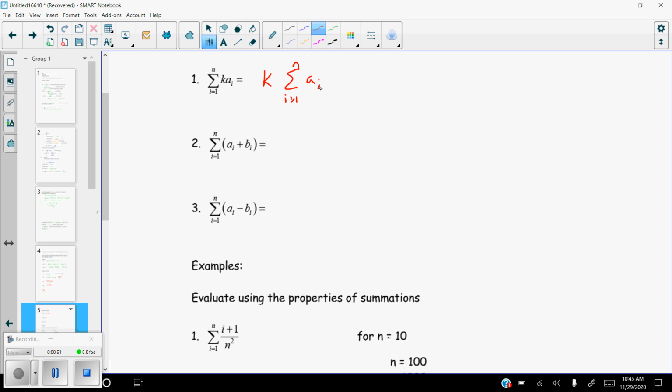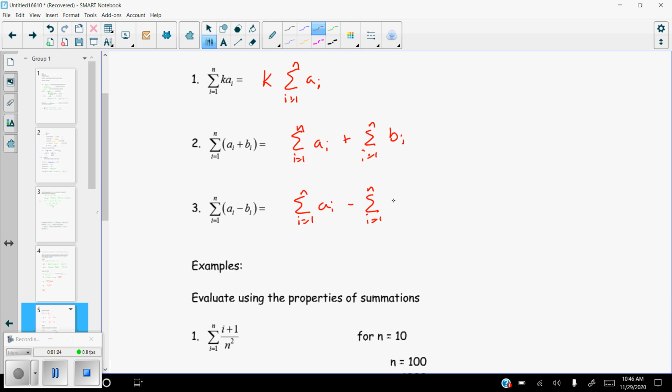Okay, just like with limits and with derivatives, if I have the sum or the addition of two different things on the inside, I can separate those. So I can take the sum as i goes from 1 to n of a sub i plus the sum as i goes from 1 to n of b sub i. And then I can do the same thing with subtraction. Of course, the main thing with subtraction is the order does matter. Got to keep it in the correct order. Otherwise, it is the same thing.